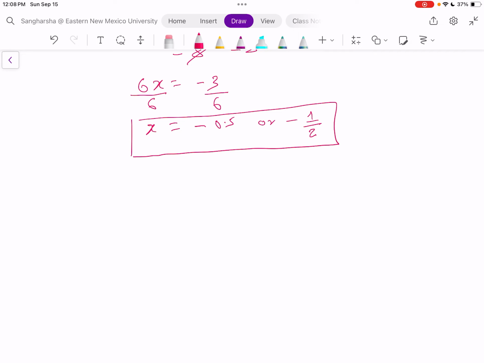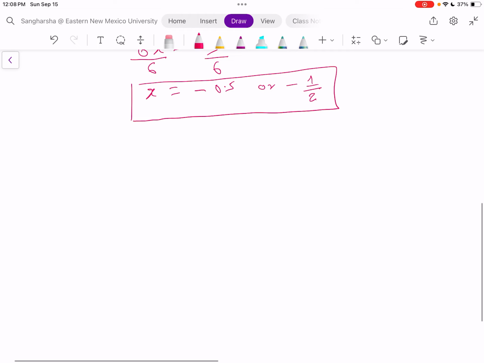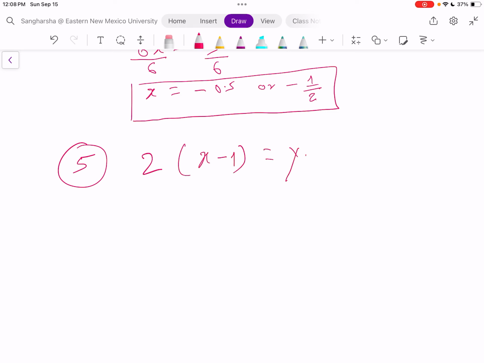Now next we have number 5. In number 5 we have 2 times (x minus 1) equals y minus 7, and we are asked to solve this equation for y in terms of x. So we are solving for y.